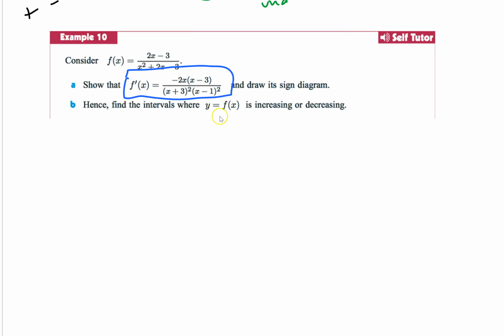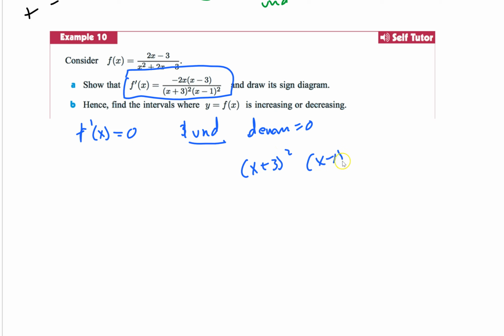Now, to do that, I need to find where the derivative equals 0 and where it's undefined. I'm going to do undefined first. We have a fraction here, and undefined is when the denominator equals 0. So (x plus 3) squared times (x minus 1) squared equals 0. You could split them, and you're going to get x equals negative 3 and 1. Set that equal to 0, you solve x equals negative 3. Set that equal to 0, you solve x equals 1. So those are like my vertical asymptotes. That's where it's undefined, so part of my critical points.